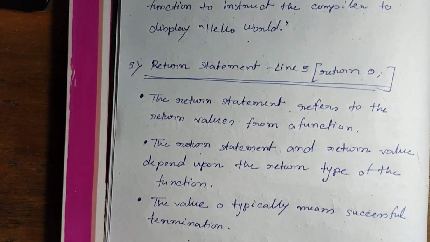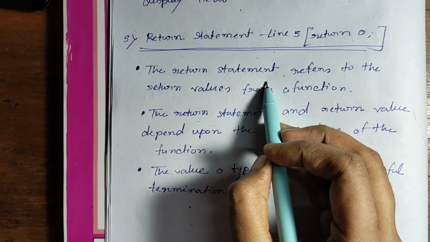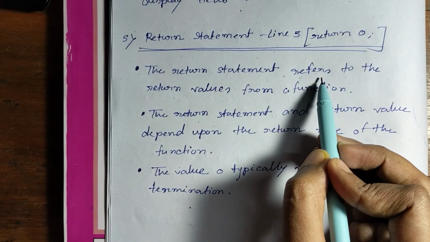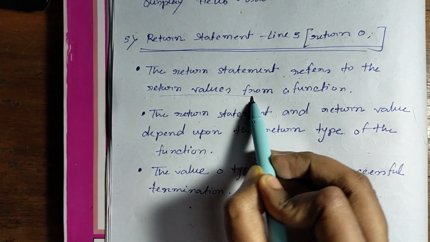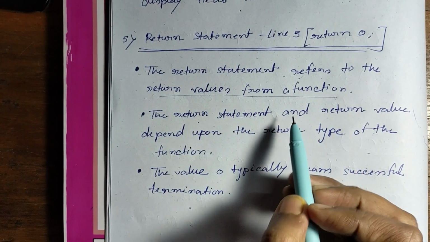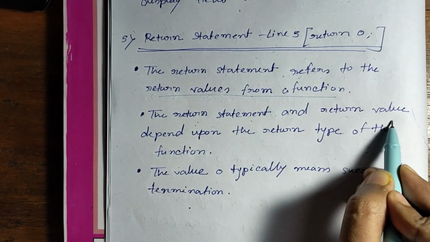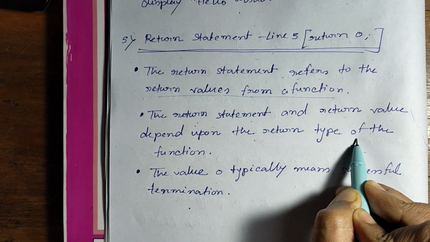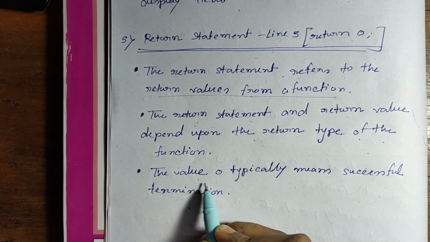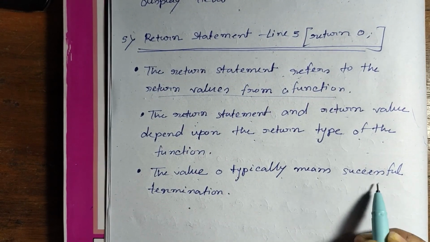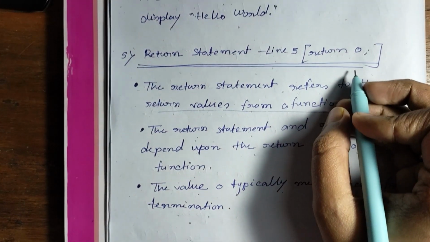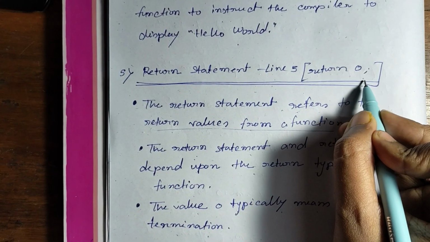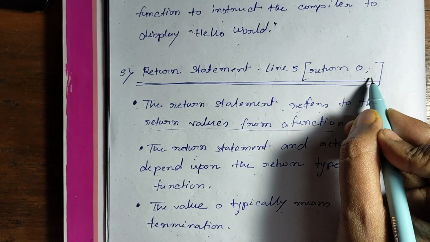After that, the return statement. The return statement returns values from a function. The return statement and the return value depend upon the return type of the function. The value 0 typically means successful termination. So when we write return 0, it means the successful termination of the C program.